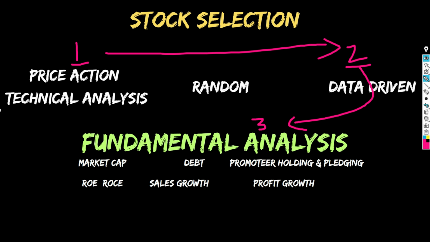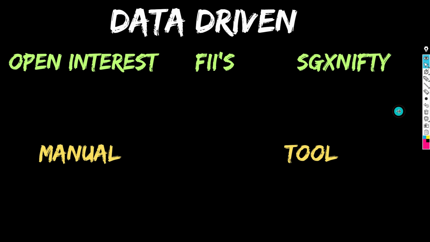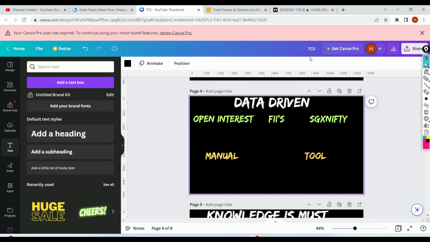All right, so let me delete this. Okay, let me take you to the next slide. So what is data driven? Basically taking the help of open interest, your option chain, what FIIs are doing, what DIIs are doing, SGX Nifty. You can do it manually or you can do it with a tool. So now let me introduce you to that tool, guys. The tool, I think you guys know.